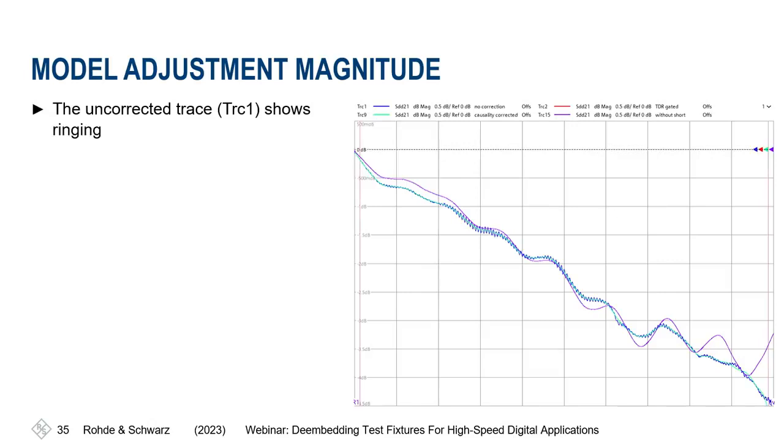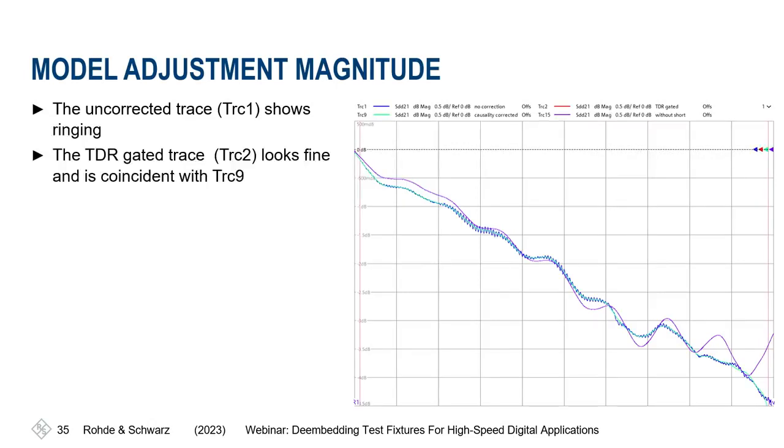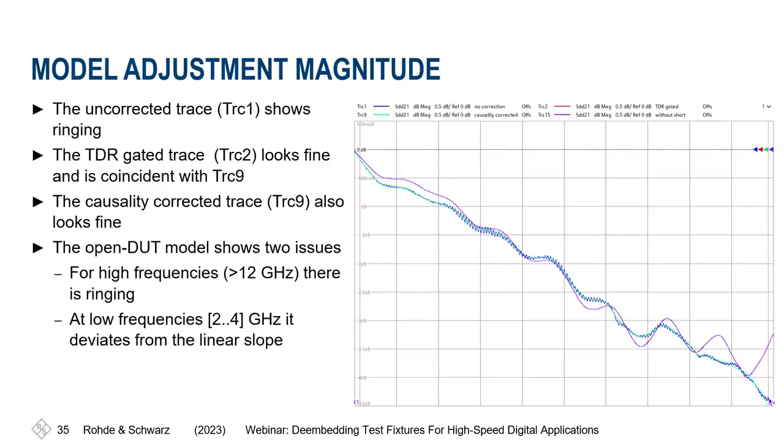Going forward, we also look at the magnitude. So trace 1 shows again the ringing of the uncorrected model. Trace 2 looks fine and is coincident with trace 9. Trace 2 was the TDR-gated model. Trace 9 is the causality-corrected model. That looks also perfect. The open DUT model shows an issue at higher frequencies, starting around 12 gigahertz. There is something like a ringing.